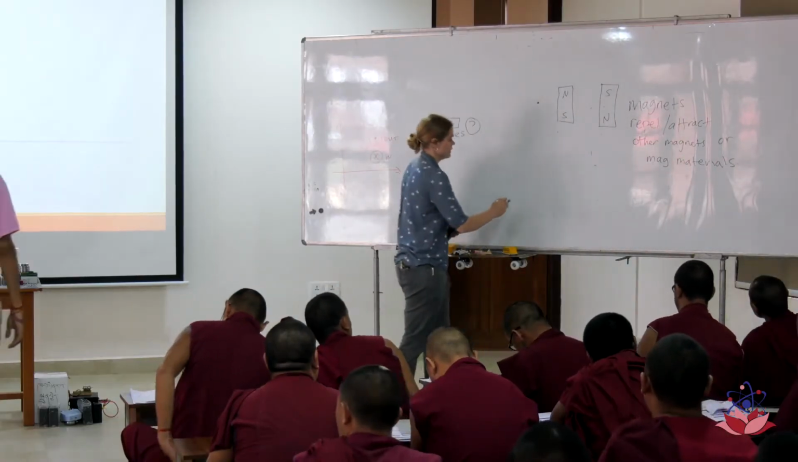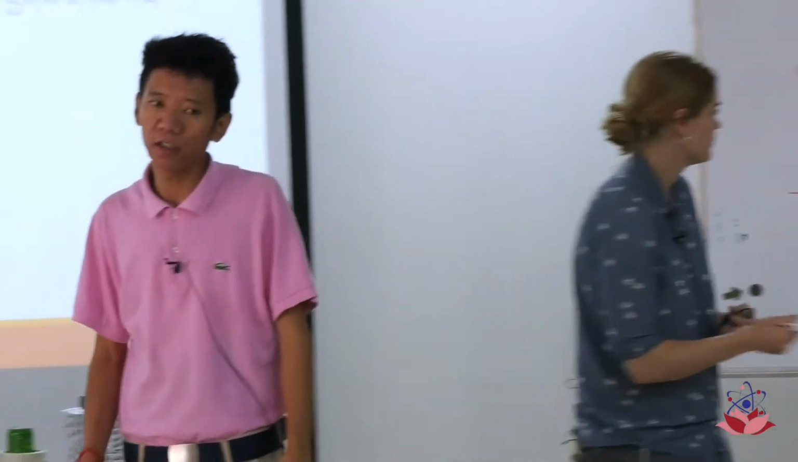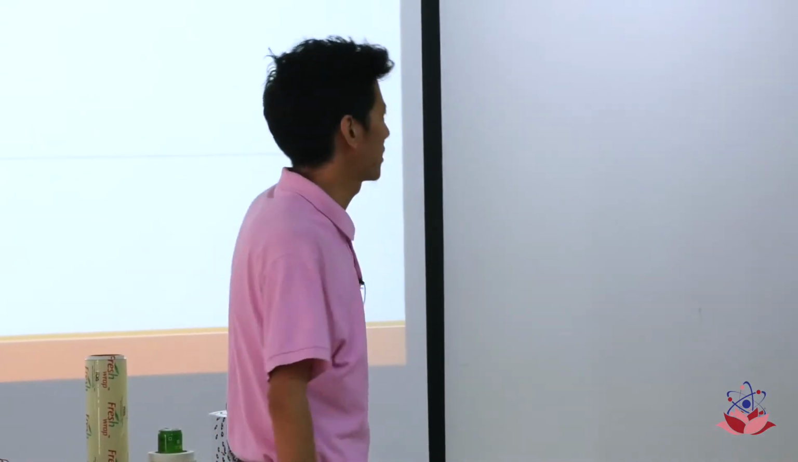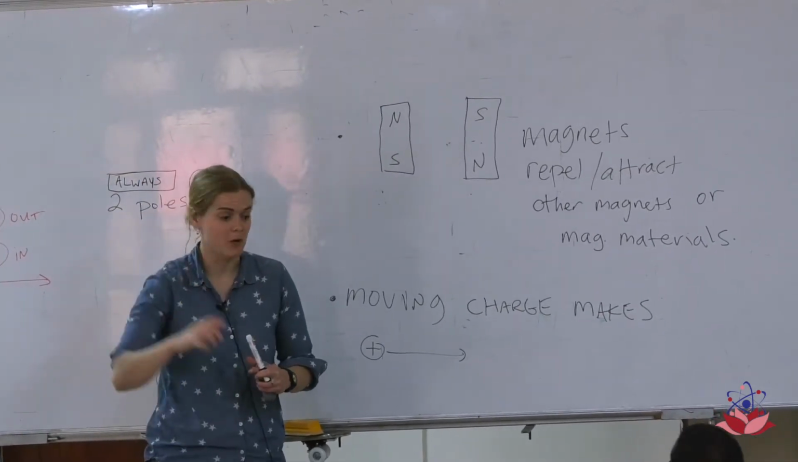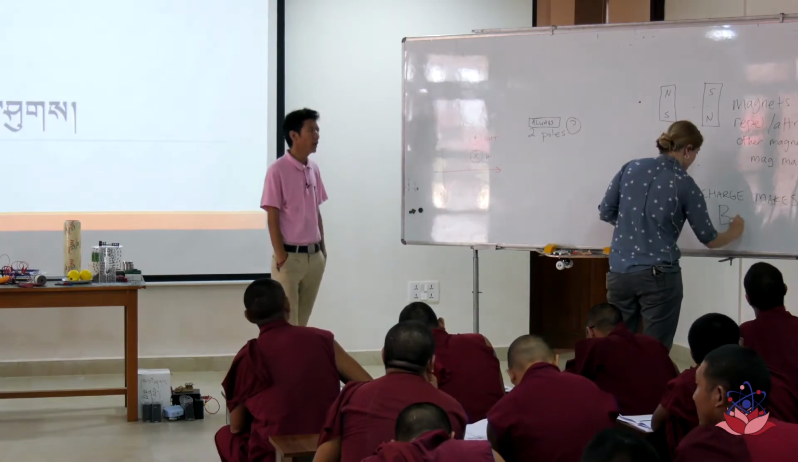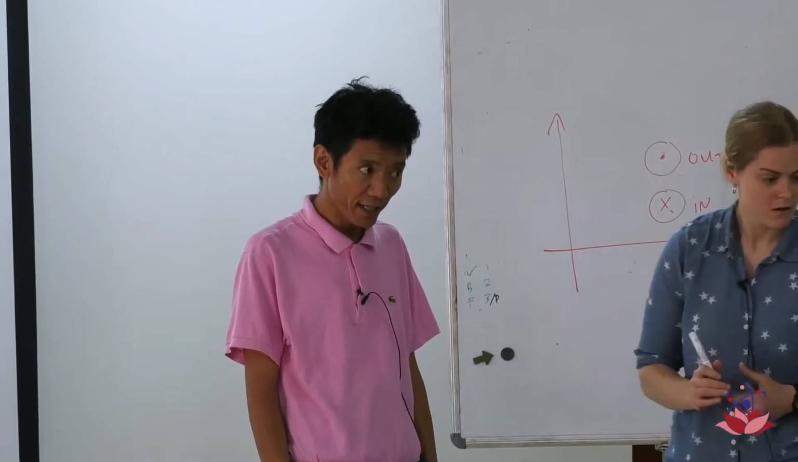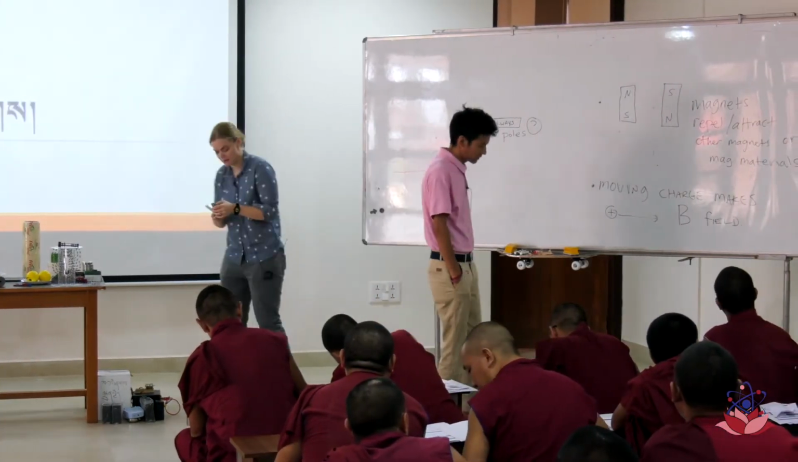The second thing we've learned is that moving charge creates a magnetic field. So often when we're using a symbol for magnetic field, we use the letter B, capital B. And I think you'll see that a lot more this session, so I wanted to define that.